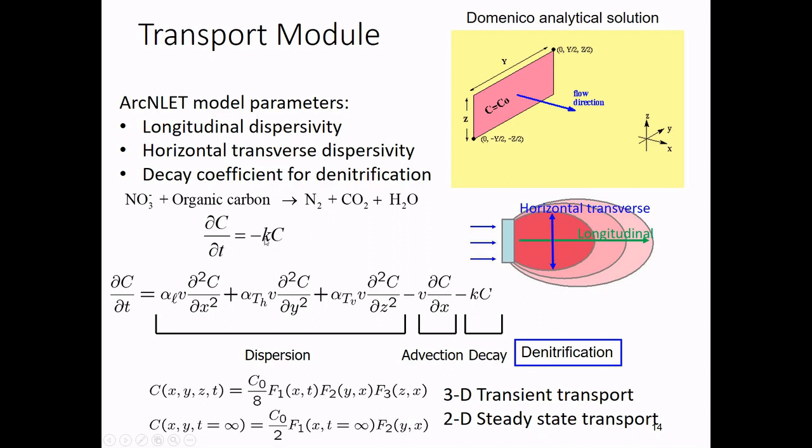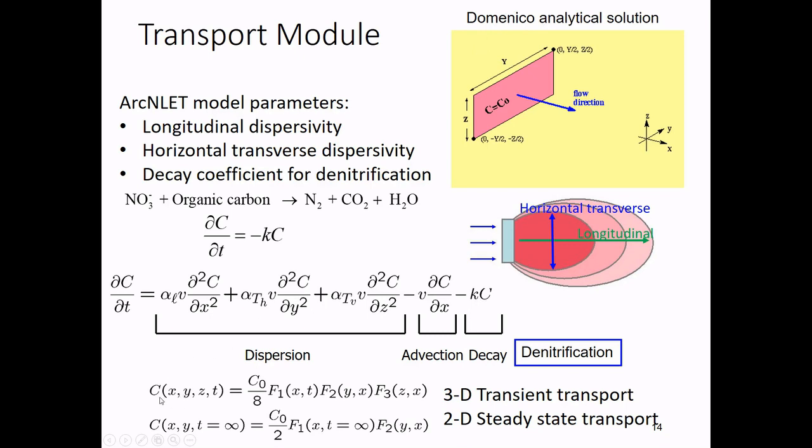So for this process, most of the time, people use a first order kinetic. So the change of concentration with time is a function of concentration with a factor k. So k, we call it decay in the model, but it's actually a denitrification rate. It has the unit of 1 over t, right? So we have an analytical solution. That's the work of Domenico and Robin.